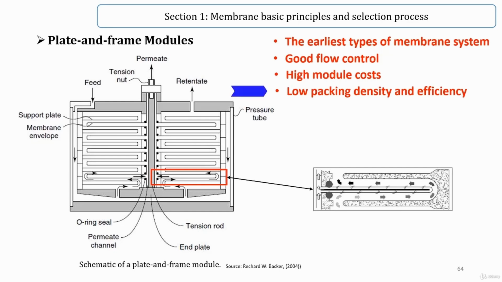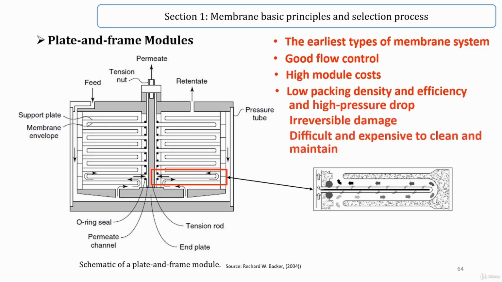Low packing density is one of the major problems for plate and frame membrane systems. Low efficiency compared to other configurations and high pressure drop are other problems that plague plate and frame systems as well. Irreversible damage is also a common problem because of the constant build-up on the membrane surface. In addition, plate and frames are difficult and expensive to clean and maintain. Entire racks must be disassembled for replacement, and the cost per square meter can be very high.